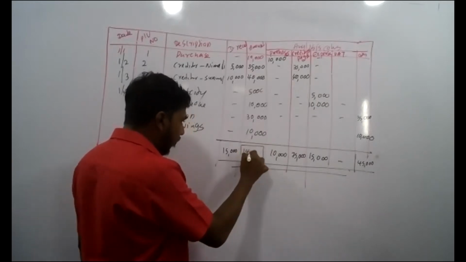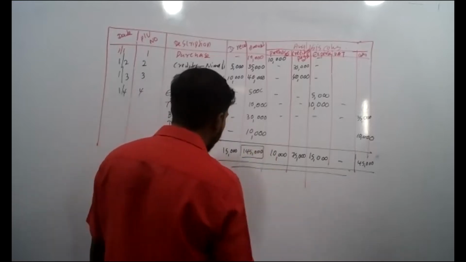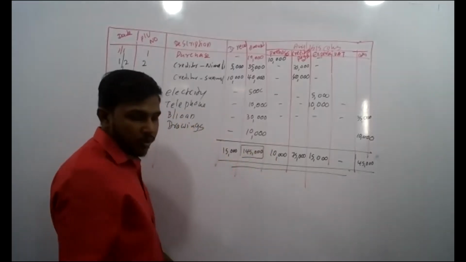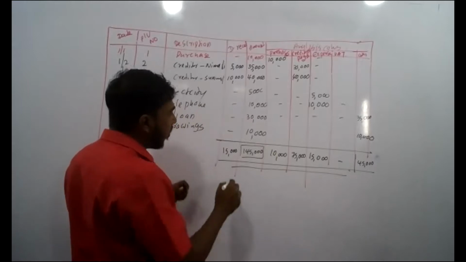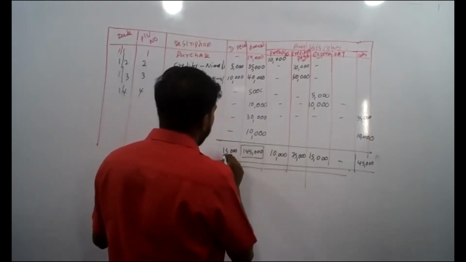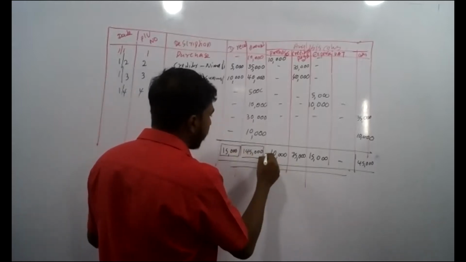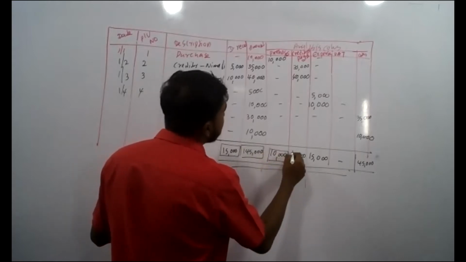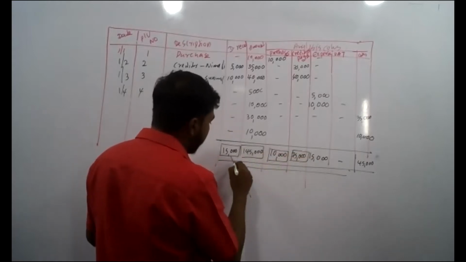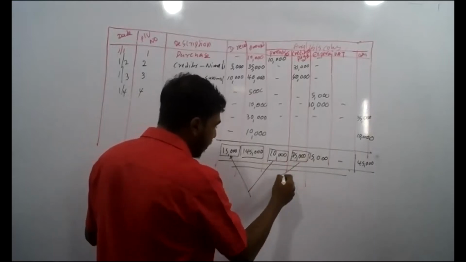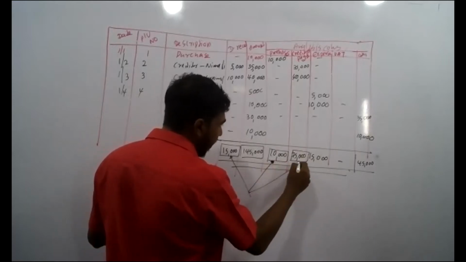Then this is 145,000. Clear? So you have to take these for ledger accounts. How to take these for ledger accounts? Discount received, purchases, and creditors payment. These three. Take down this like this and take it down.